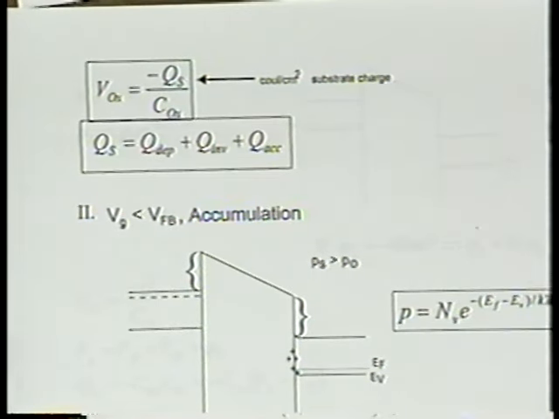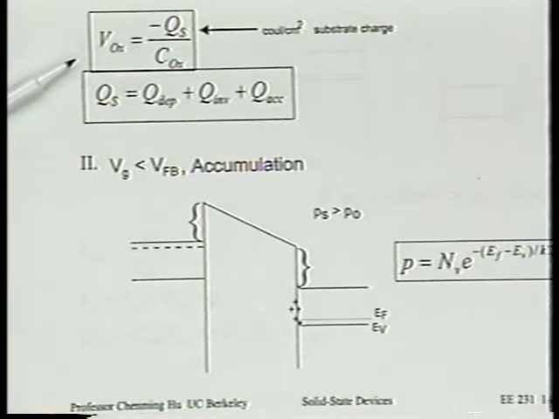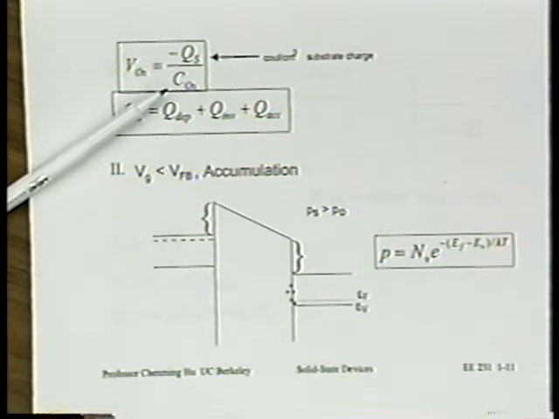A few other important relationships. What determines this Vox? What determines the charge in oxide? Well, charge and voltage across oxide. Voltage across oxide is equal to minus QS over Cox. I'll leave the proof to the reader. You can prove this if you need a proof. Some of you may think this is trivial, intuitively right, and that's good enough for me. As long as you find this intuitively correct, then you have good intuition, just stay with it.